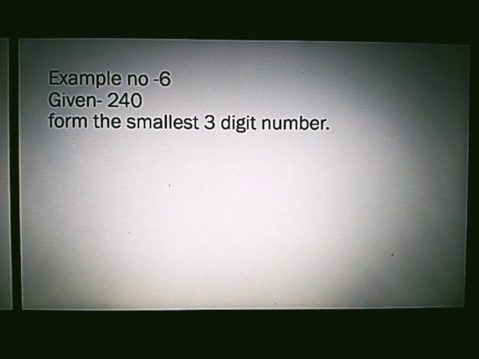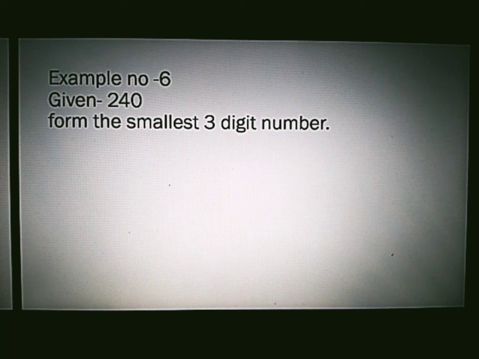Example number 6. Given numbers are 240, and we have been told to organize and rearrange these numbers to get the smallest 3-digit number. What shall we do? Let's see, this is a different example. Here we have 0 as the smallest number of all, but 0 does not have any value. 0 means nothing. So we will not write 0 first.